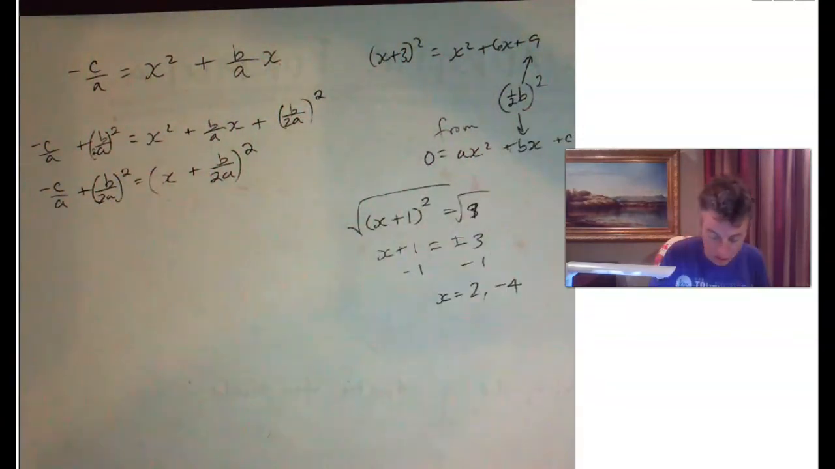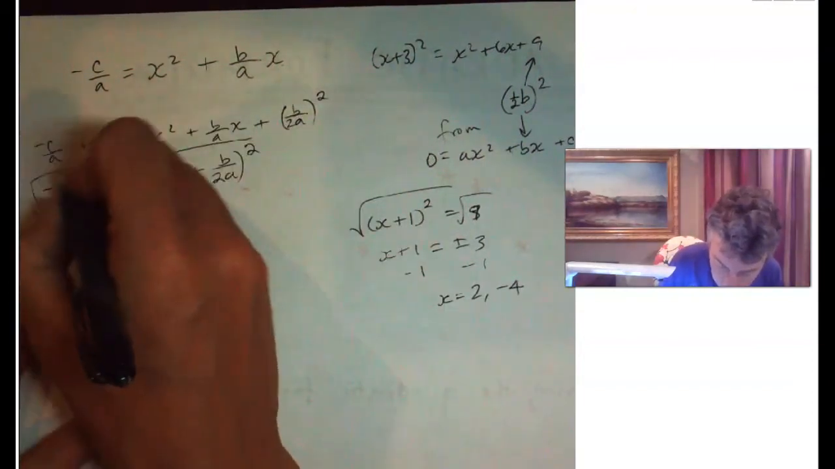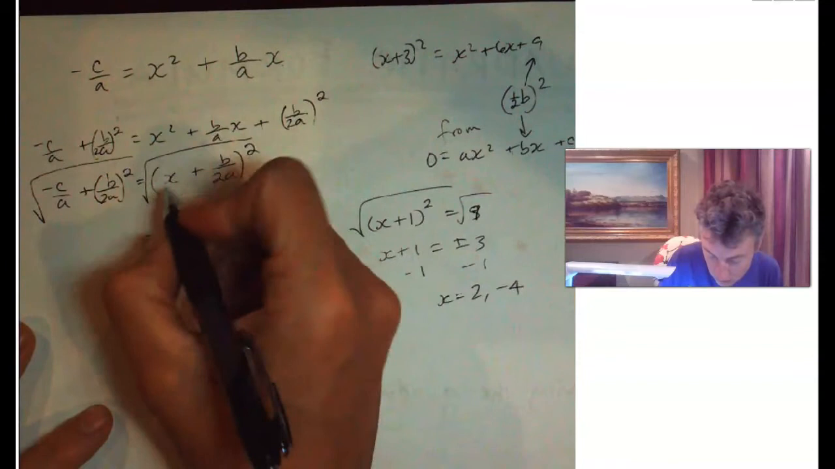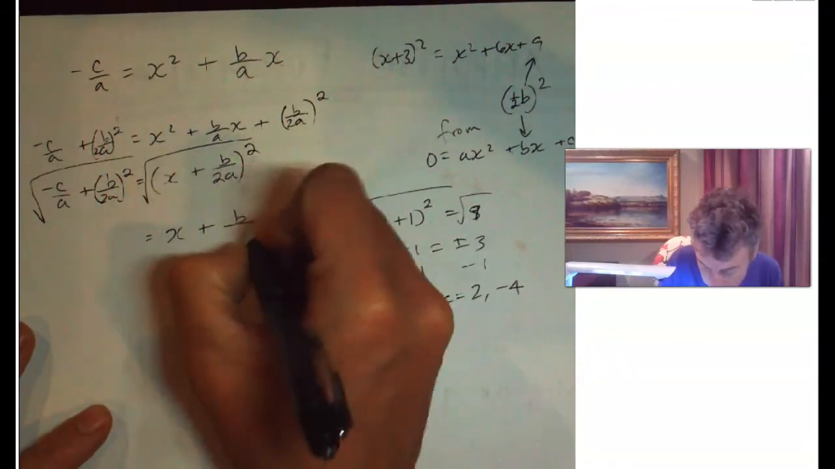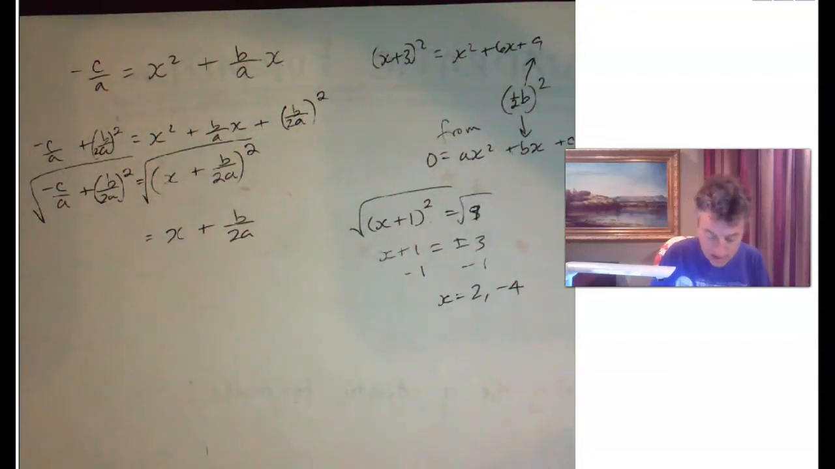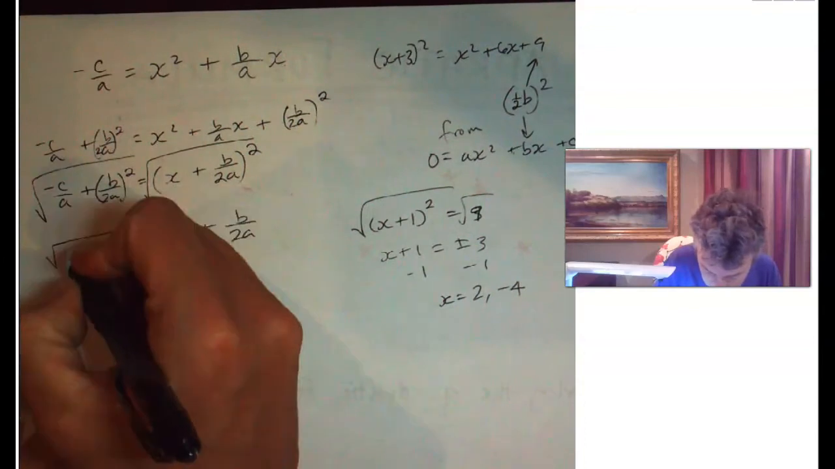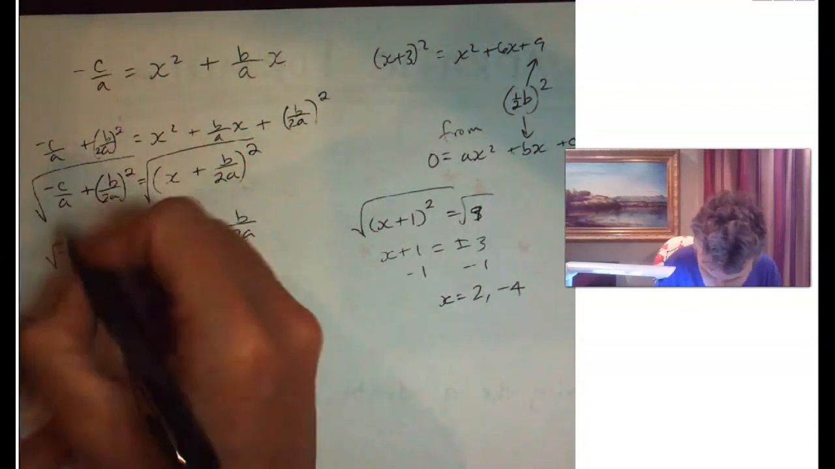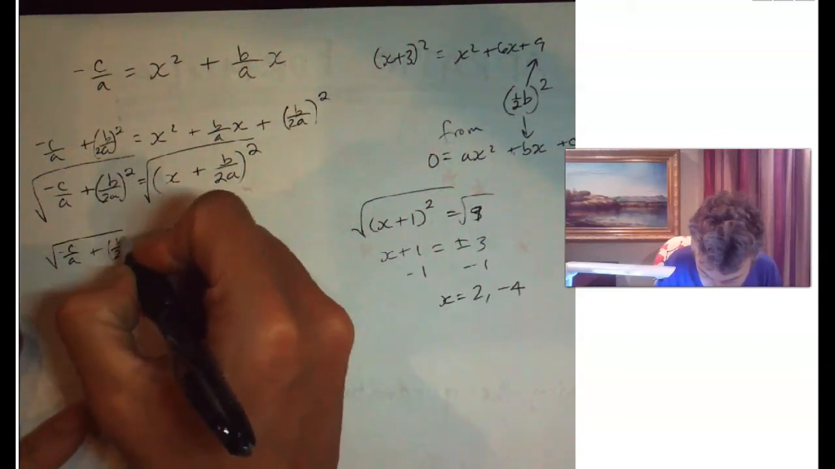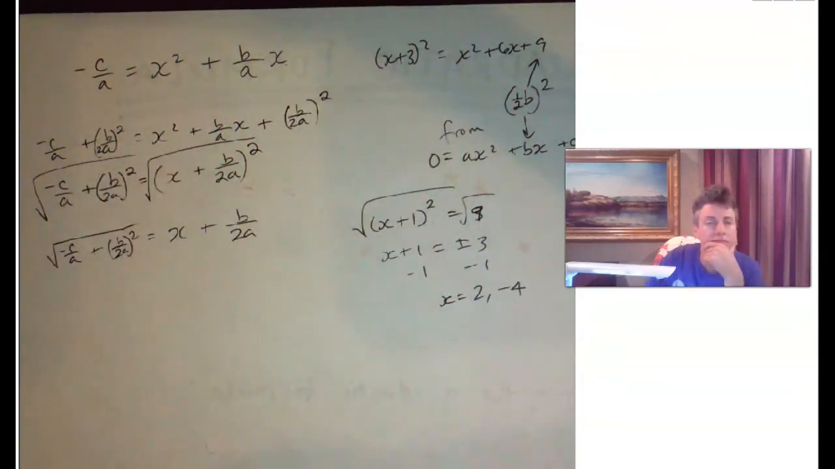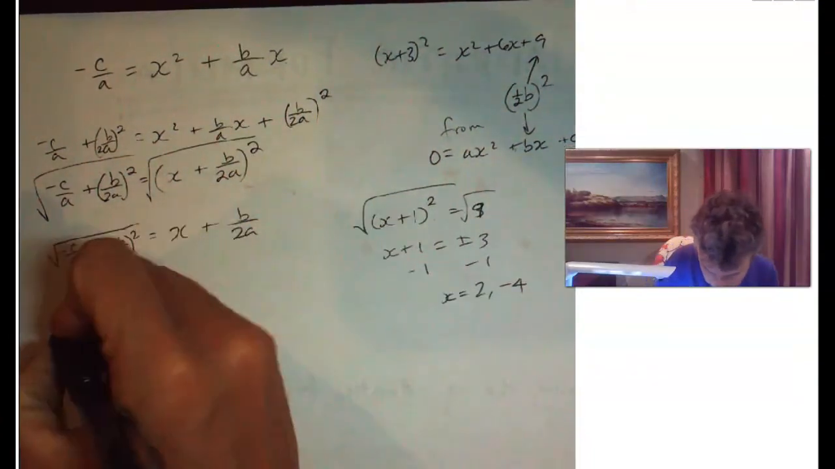So now we're at this step. We're going to square root both sides. Well, this isn't bad because when I square root a squared, I just get x plus b over 2a. This feels slightly strange. This negative c over a plus b over 2a squared feels a little strange. You know what? Let's just blindly go with what we got.